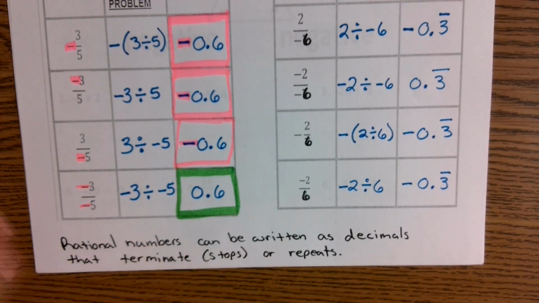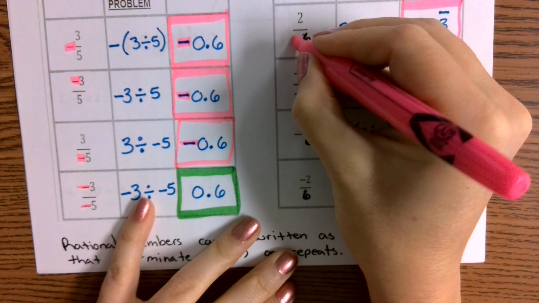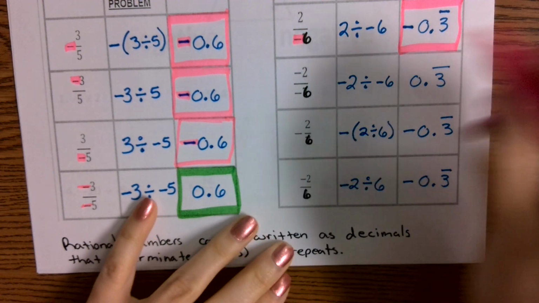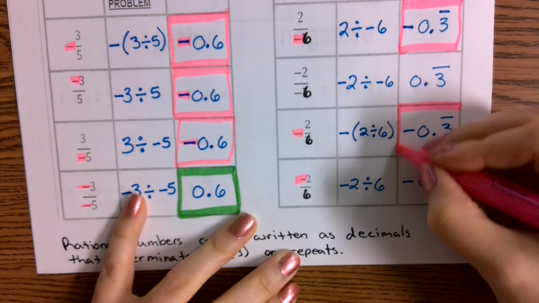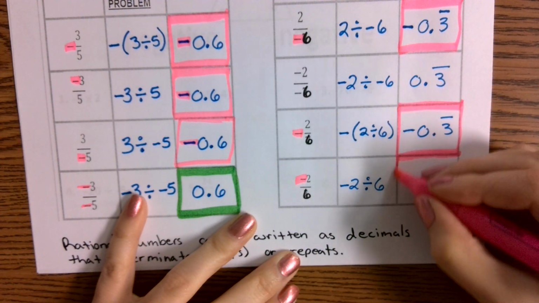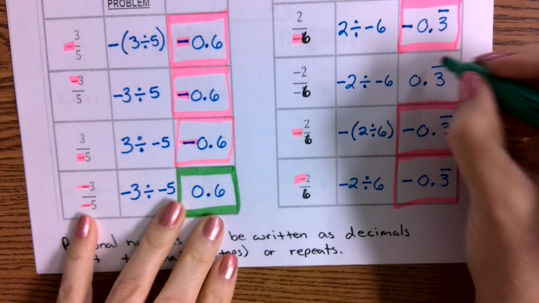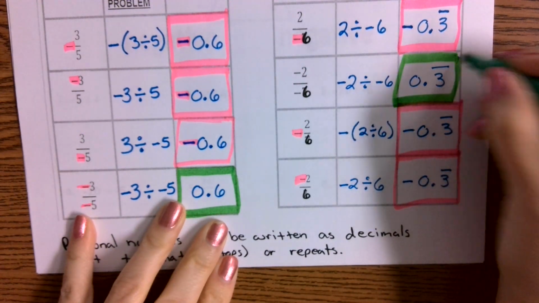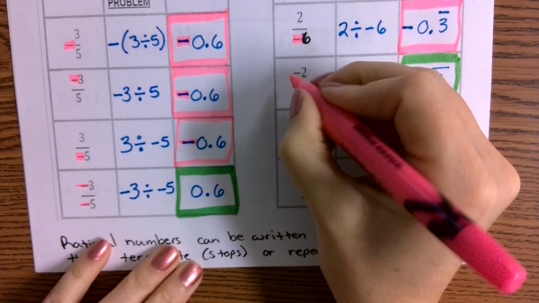So again, the ones that all come out to being the same are the ones that have a single negative sign inside of the problem. They all came out to a negative 0.3, and the 3 repeats. The only one that did not come out to a negative is the one that had the double negatives. That comes out to a positive because of those double negatives.